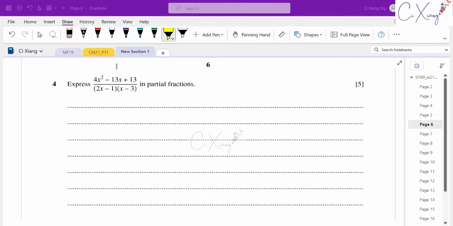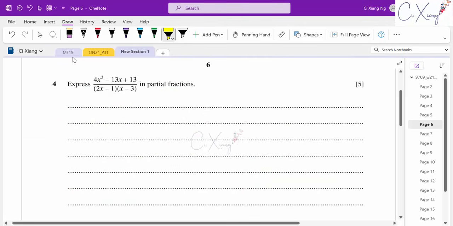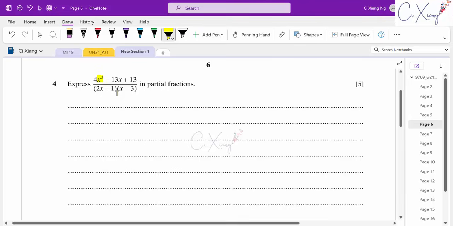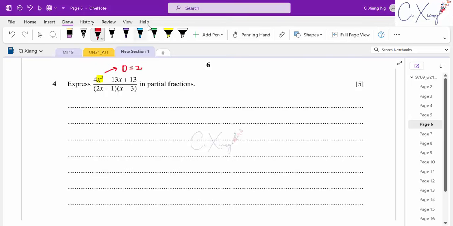Okay, so let's discuss question number 4 now. They want us to express this fraction into partial fractions. First of all, we need to check whether this given fraction is an improper fraction or a proper fraction. How are we going to check? We need to check the degree of the numerator and denominator. The highest power of the numerator is 2. Therefore, the degree for the numerator equals to 2.